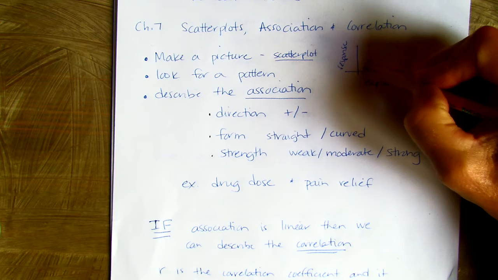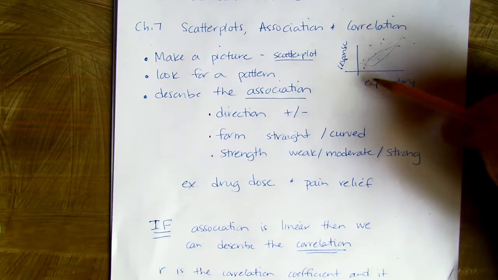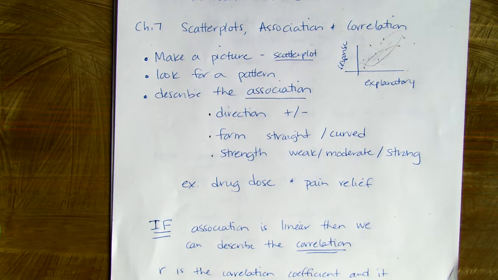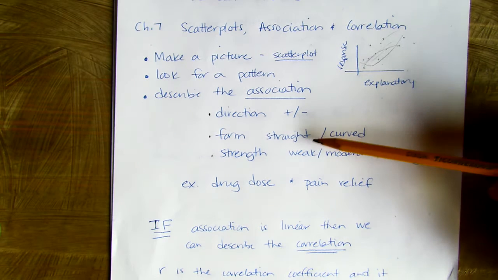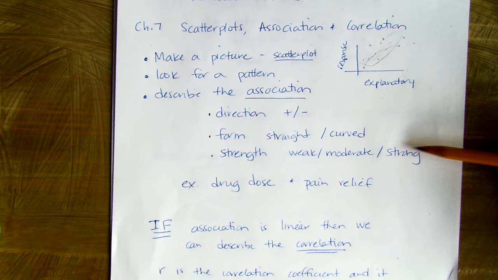If it is curved, is our data sort of way spread out, or is it pretty clear that one responds strongly to the other? And we tend to say it's a weak, a moderate, or a strong association.